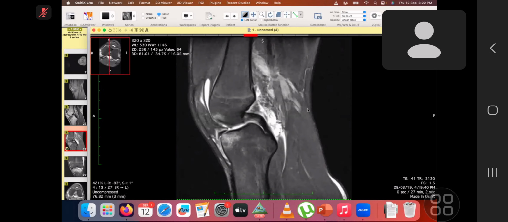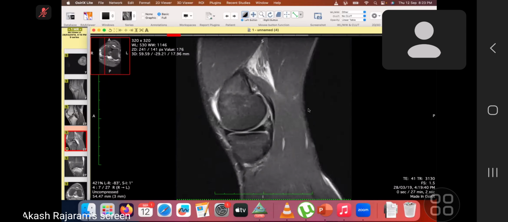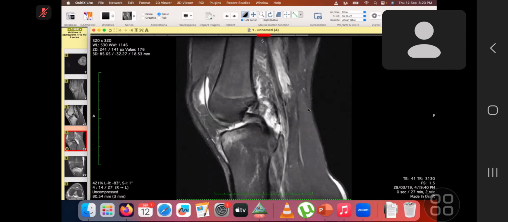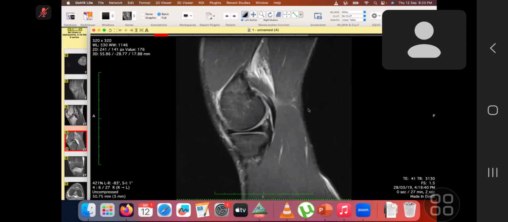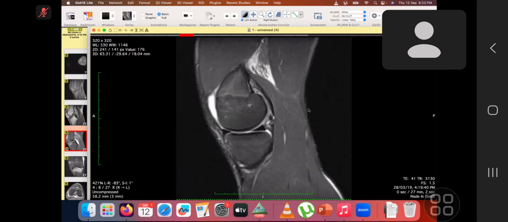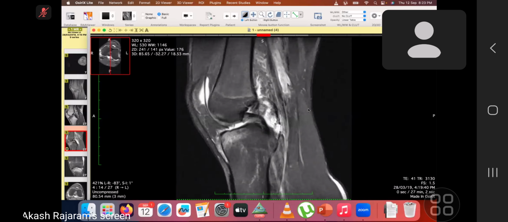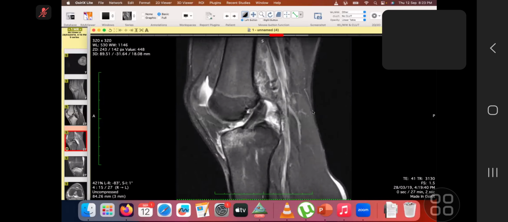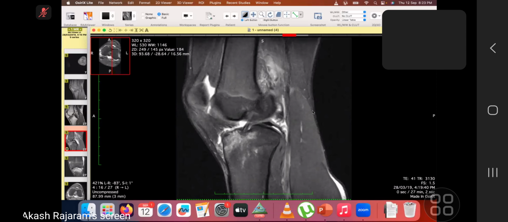Now I'm checking. So I suspect there is an avulsion injury at the site of femoral attachment of the ACL. I will convey this finding to the physician to do orthopedic consultation and for surgical fixation also. Okay, we'll go to the next case.